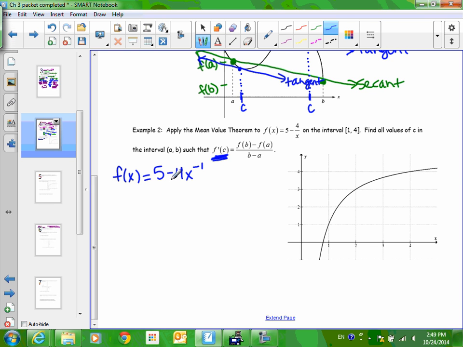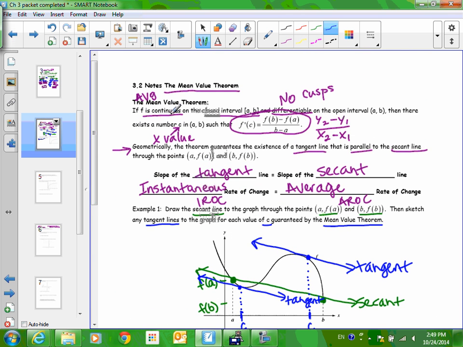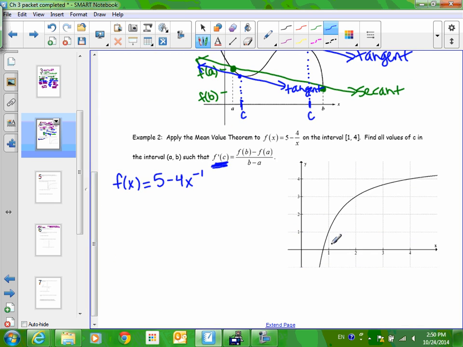Can we use the mean value theorem? Is the beginning part of our if statement true? Is f continuous? Is there a closed interval? And do we have differentiability? So here's the closed interval. Check. Do we have continuity on the closed interval? Yes. F is continuous on the interval 1 to 4.